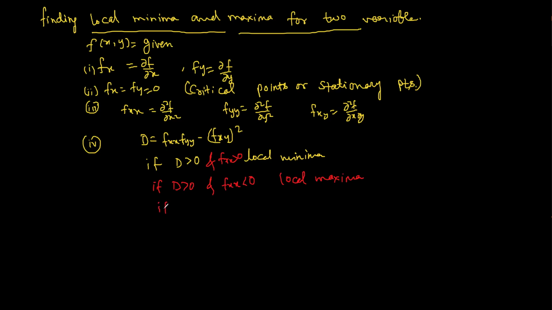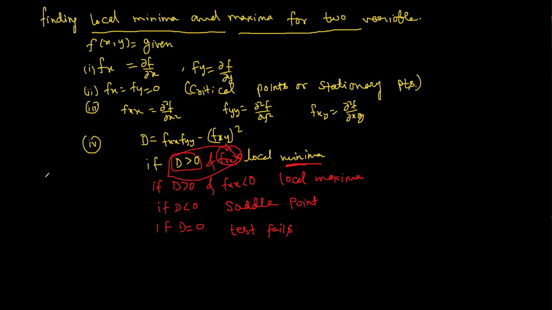Understood? If D is less than 0, this is called saddle point. Saddle point means neither maxima nor minima. If D is equal to 0, the test fails. Then we will apply another test. You can note this. Don't confuse. If D is greater than 0, this condition must also be satisfied. Both conditions must be satisfied because in discrete mathematics you have learned about 'and'. And means both are compulsory, right?